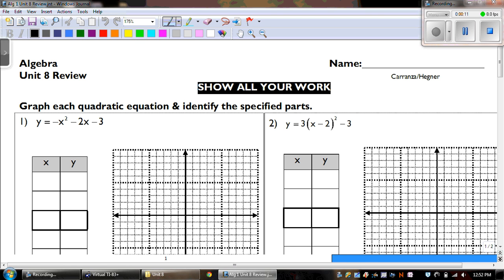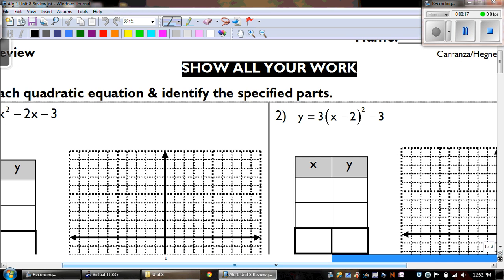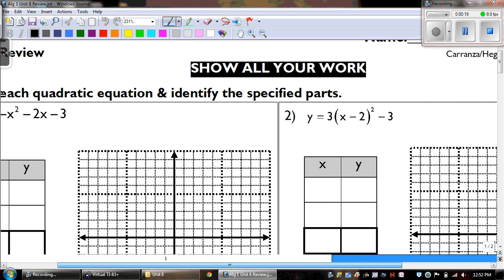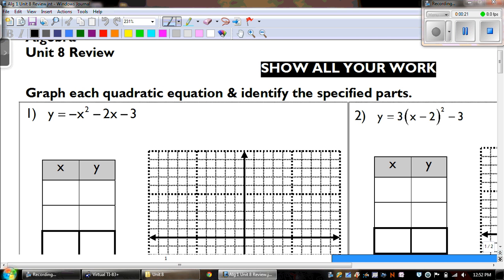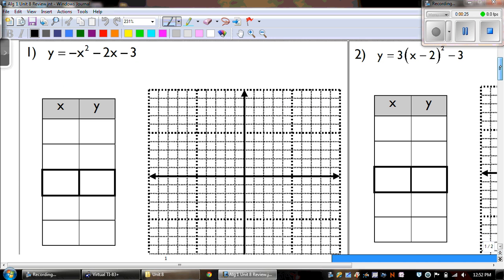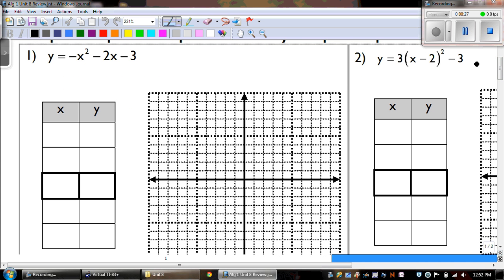Okay, first part says to graph each quadratic equation and identify the specified parts. So let's go ahead and get a close look at number 1. Y equals negative x squared minus 2x minus 3. So before we start graphing this, the first thing we have to do is find the vertex.